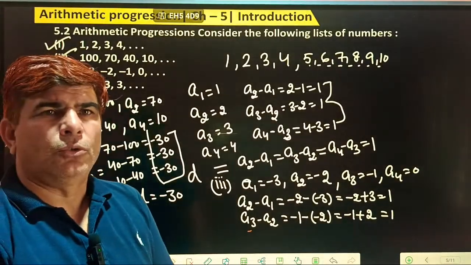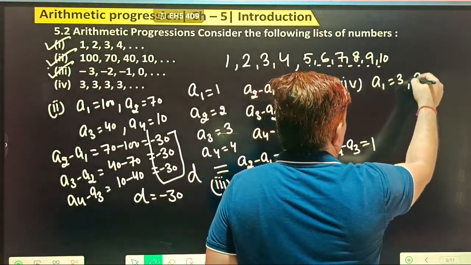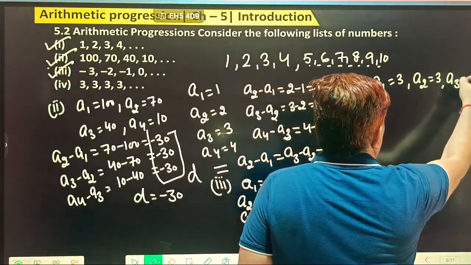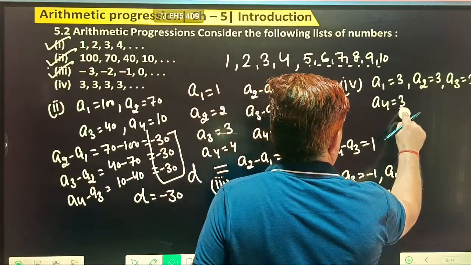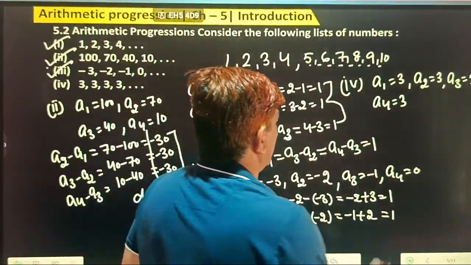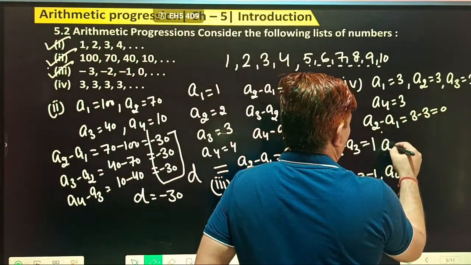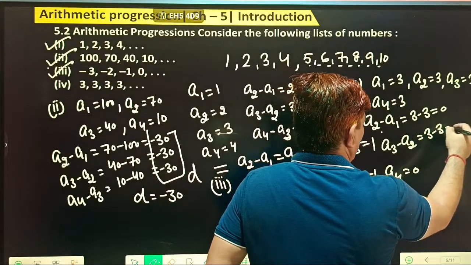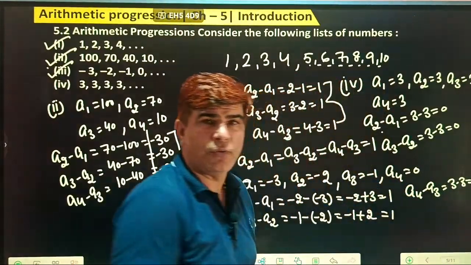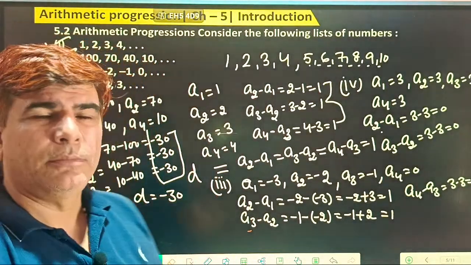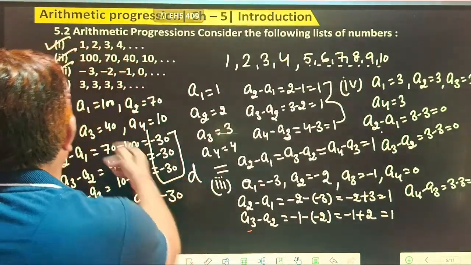Fourth part. A1 is 3, A2 is 3, A3 is 3, A4 is 3. So A2 minus A1, 3 minus 3, what's 0? A3 minus A2, 3 minus 3, 0. A4 minus A3, 3 minus 3, what's 0? Common difference is D. So is this in AP or not? Definitely in AP, because the common difference is the same. So these are the 4 examples given to you.